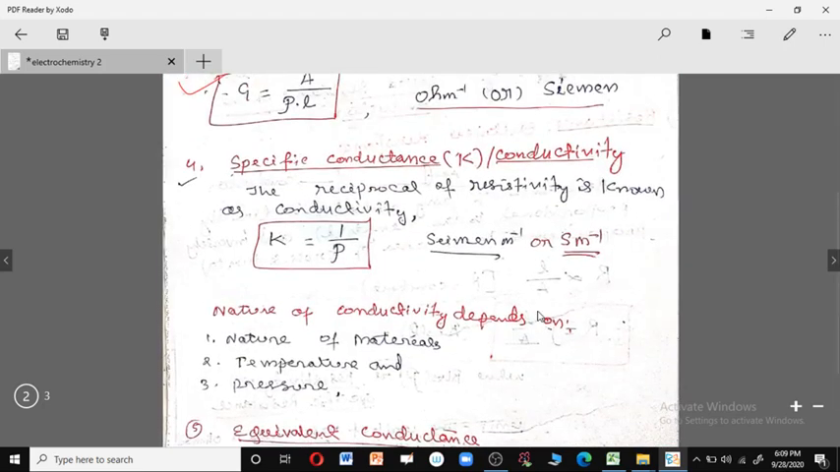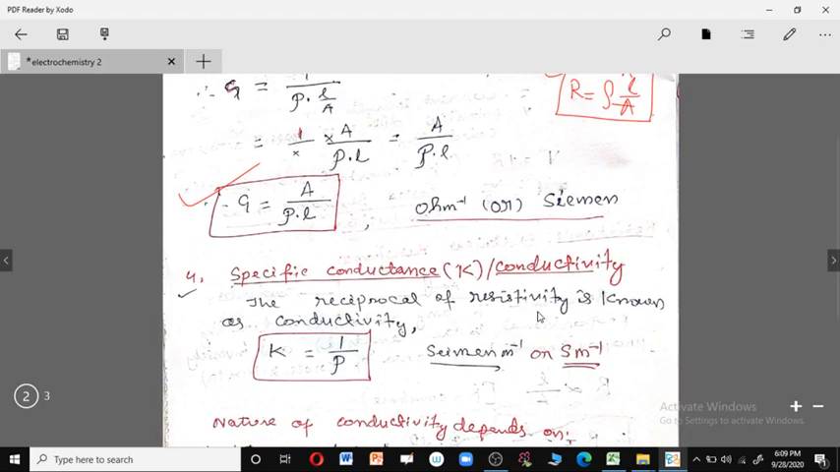Okay, so specific conductance is also called conductivity. It is denoted by K. It is also a reciprocal of resistivity. Reciprocal of resistivity is known as conductivity. When we do the calculations, we have discussed the rho formula, right? So it is a reciprocal of the resistivity. Kappa equals 1 by rho.